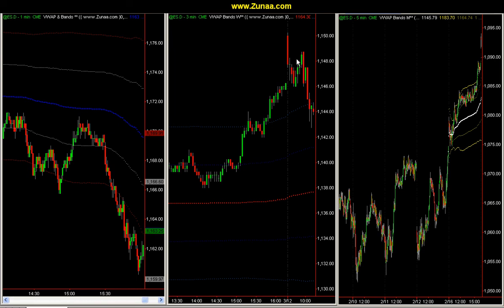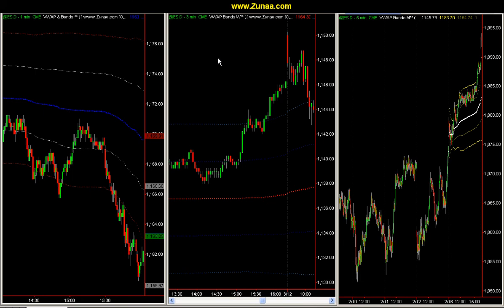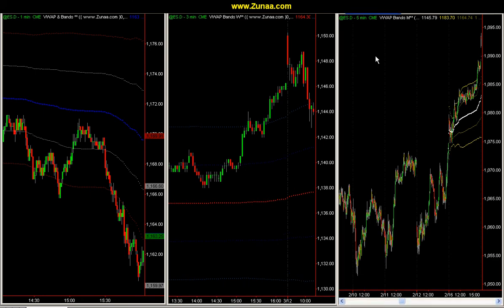Now these three indicators can be used on futures and stocks as they have volume. These same three indicators, the daily, the weekly, and the monthly volume weighted average price, are available on Forex as well. You rarely will see them on Forex or anybody having them, but we do have all three available on Forex as well on our website.